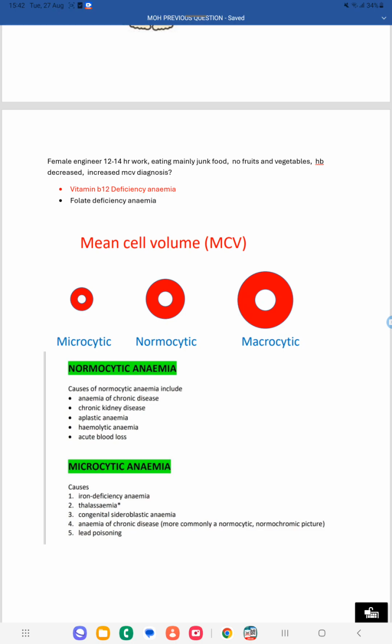And in vitamin B12 deficiency anemia you will get neurological symptoms also: pain, paresthesia. Such neurological symptoms you can see in vitamin B12 deficiency anemia, because vitamin B12 helps in neurological functions. If you have a deficiency in vitamin B12, it can result in neurological symptoms. So that also you should know. In folate deficiency you don't get that many neurological symptoms. If they mention anemia plus neurological symptoms, always think about vitamin B12 deficiency.